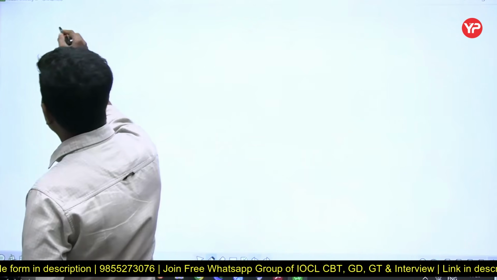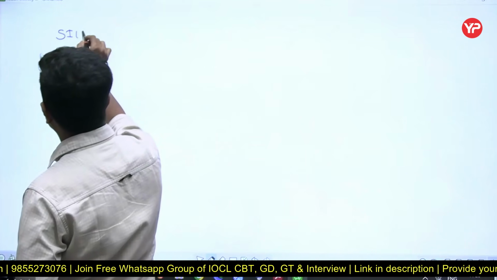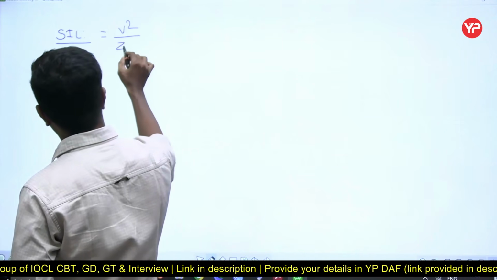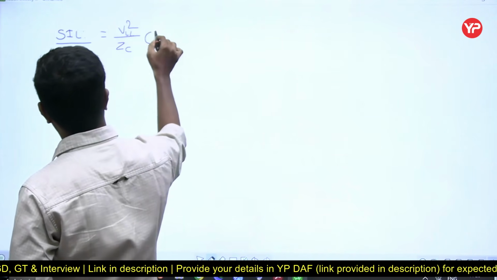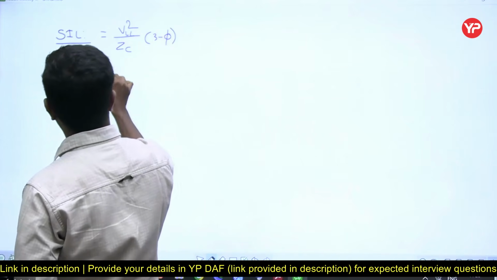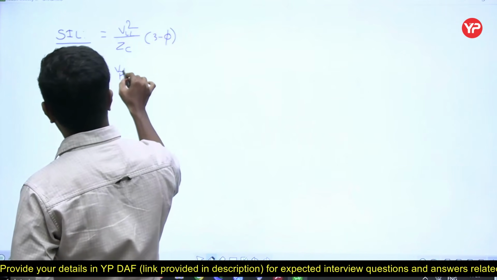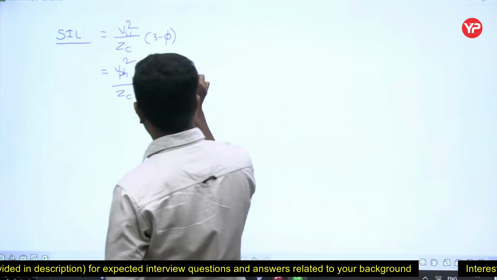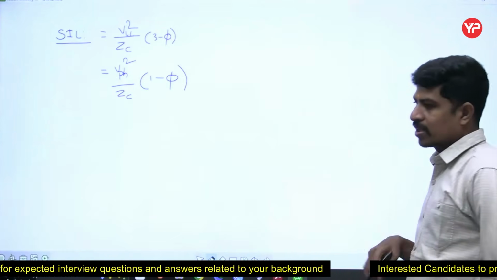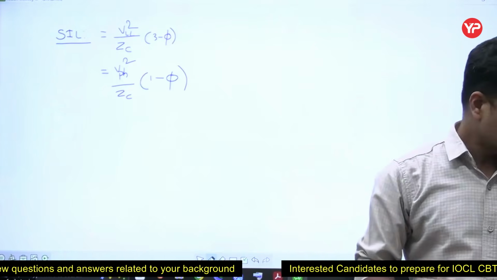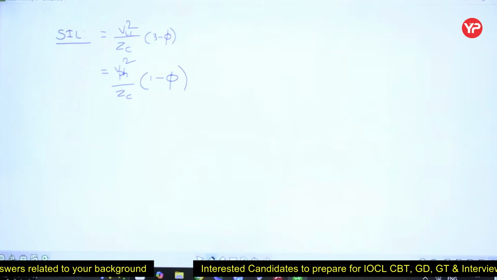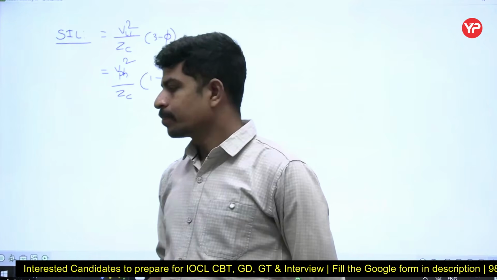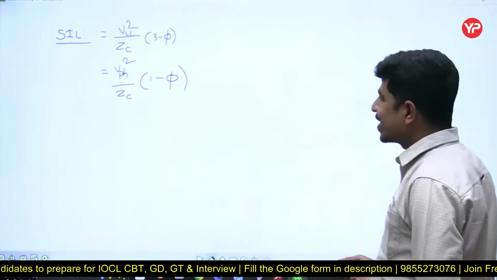Next is surge impedance loading, SIL. Surge impedance loading is called power. That is V square by ZC, where V is line to line voltage. If you take phase voltage, it is 3 times V phase square by ZC. Single phase power value of surge impedance loading is V phase square by ZC. Am I clear? Yes or no? V square by ZC.